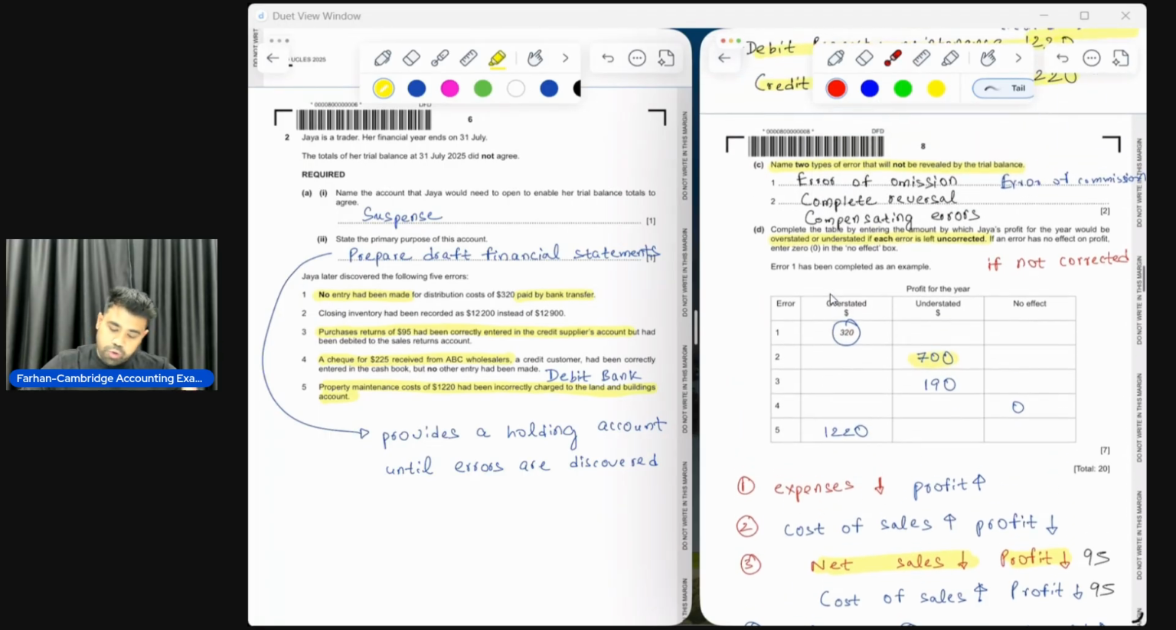That's exactly how you score a perfect 20 out of 20 in similar questions in your exam in paper 2.